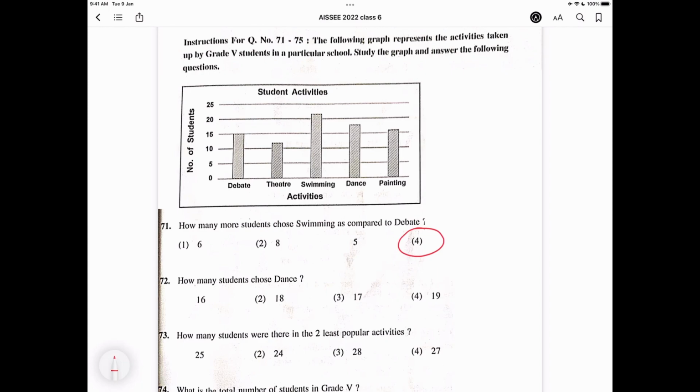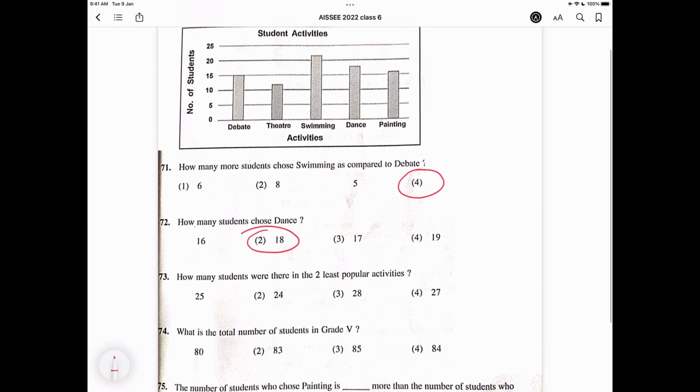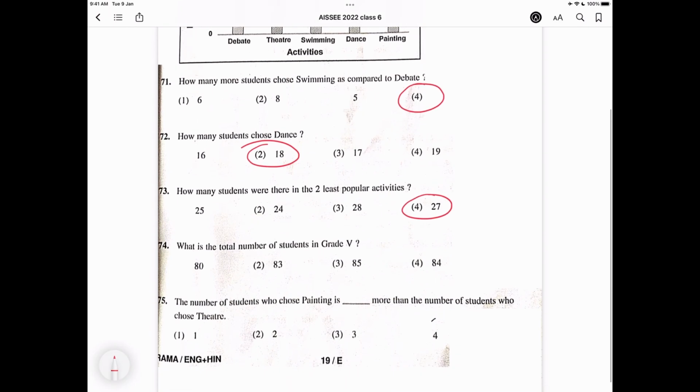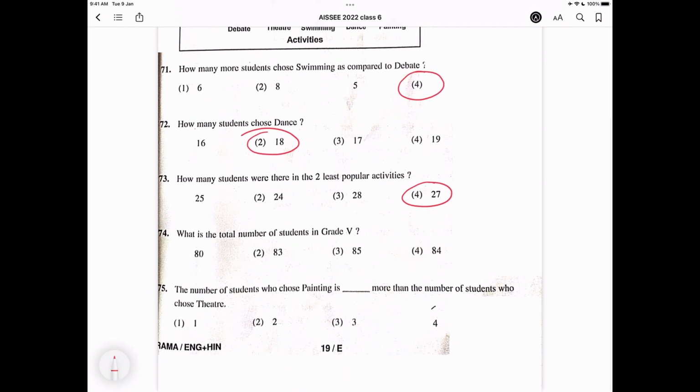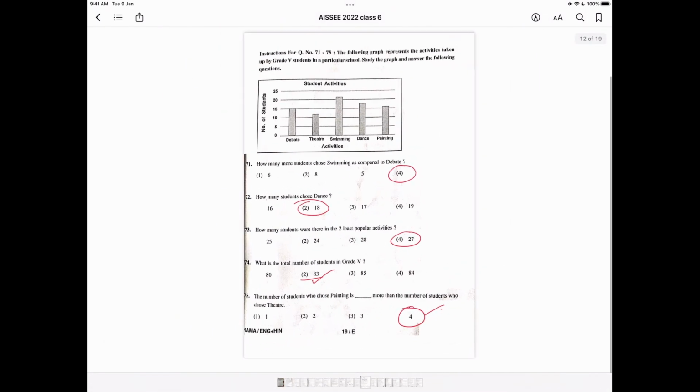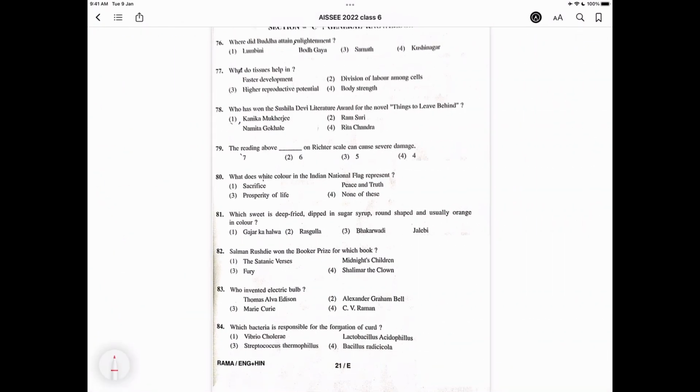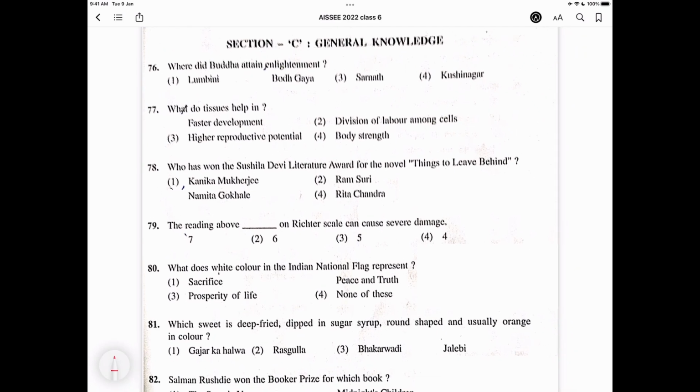For question number 72, second option 18 is correct answer. For question number 73, fourth option 27 is the answer. For question number 74, it is second option 83, correct answer. For question number 75, fourth option 4 is correct answer. Now let's move on to section C, which is the general knowledge, general ability section.